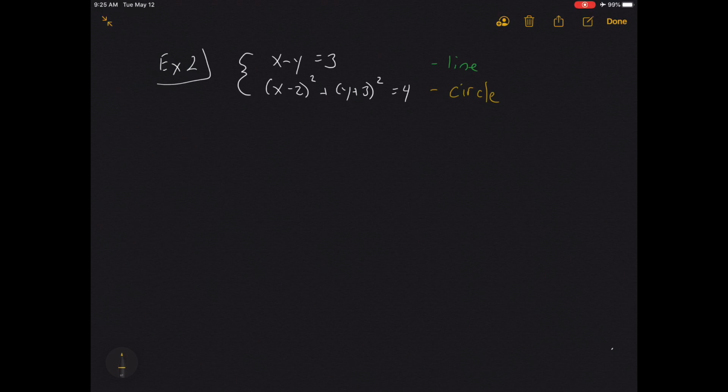It could go right through the circle and actually intersect it twice. It could just touch the outside of the circle, maybe at one point somewhere, and intersect it once, or it could completely miss the circle and there would be no solution to this at all. So let's go ahead and figure this one out.